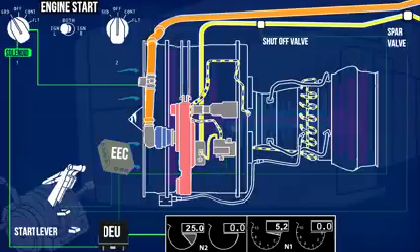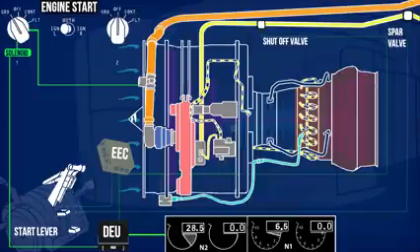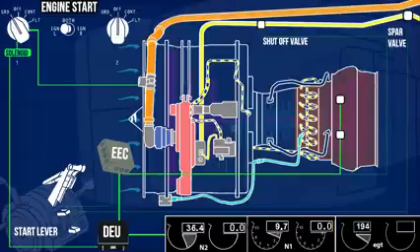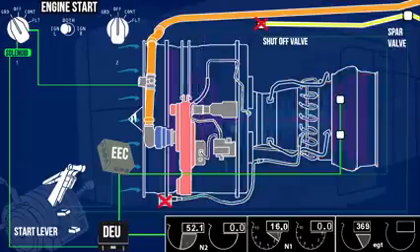At the same time, EEC commands the ignition exciter box to ignite the fuel-air mixture in the combustion chamber, with the help of the igniter plug. The combustion increases high-pressure and low-pressure turbines rotation. This shoots up the N1 and N2 rotors RPM. Thermocouple sensors send the exhaust gas temperature data to the EEC. EEC monitors engine parameters, and if it notices any anomaly, immediately cuts off the fuel supply and ignition.